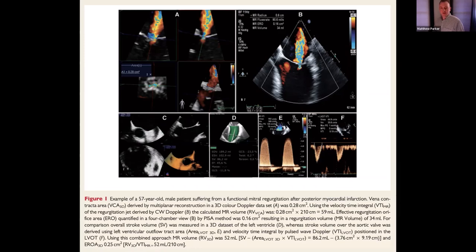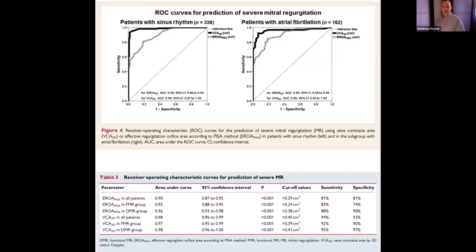So I think that in itself is a big step forward in echo. But the other thing that you see here is how well do we really do with PISA in 2D and Doppler? And we see that the sensitivities and specificities for PISA ERO are somewhere in the 80s. A little bit better for degenerative MR, a little bit worse for functional MR, but 3D vena contracta trace, like we've just been talking about, has sensitivity and specificity approaching 95%, 94% in all comers.